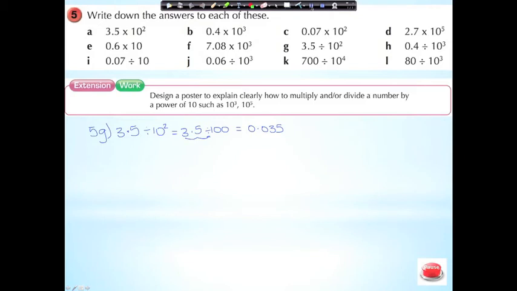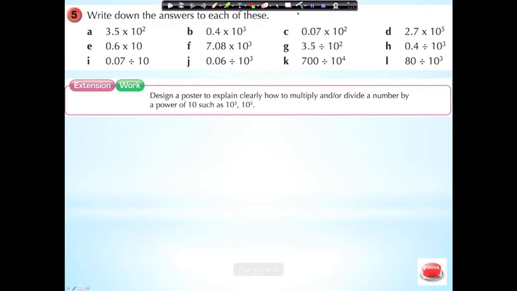Okay, there's an extension question here, and it's asking you to design a poster to clearly explain how to multiply and/or divide a number by a power of 10. So, for example, 10 cubed, 10 to the 5, and so on. Okay, you can do this on an A4 sheet of paper if you want, and it's just to consolidate the ideas in your mind and just to make sure that you do understand what we have learnt today.